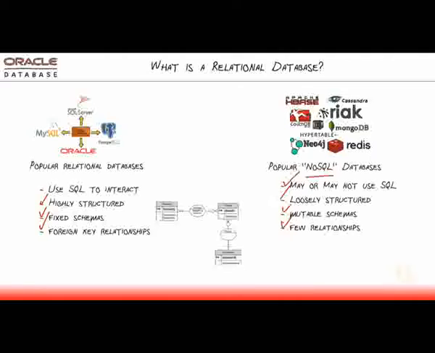Now, of course, this Nugget series is focused on Oracle DB, which is a relational database, and that is the type of interaction and the type of database that we are going to be learning about. So that covers what is a relational database. I hope you have a better understanding of A, what a database is, and B, what makes it relational.